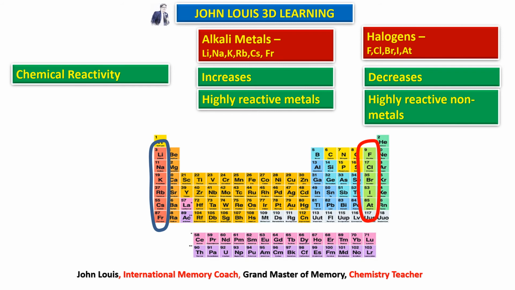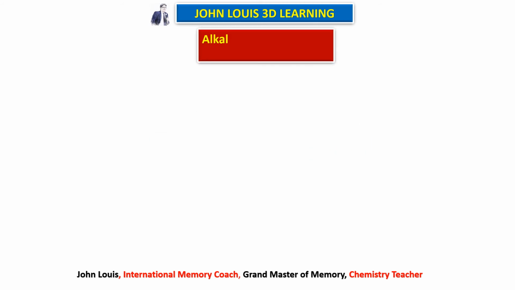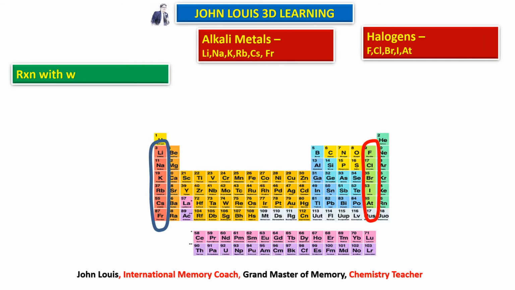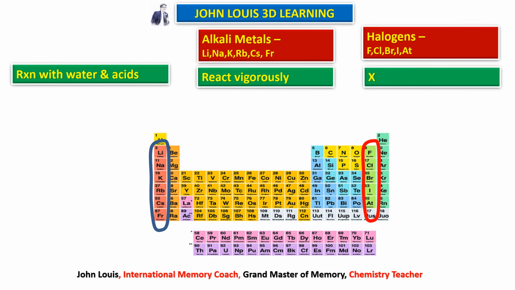Alkali metals are highly reactive metals, and similarly halogens are highly reactive non-metals. Okay, so let's move on to the next property. The next property is reactions with water and acids. Alkali metals react vigorously with water and acids, whereas halogens do not react with water and acids.